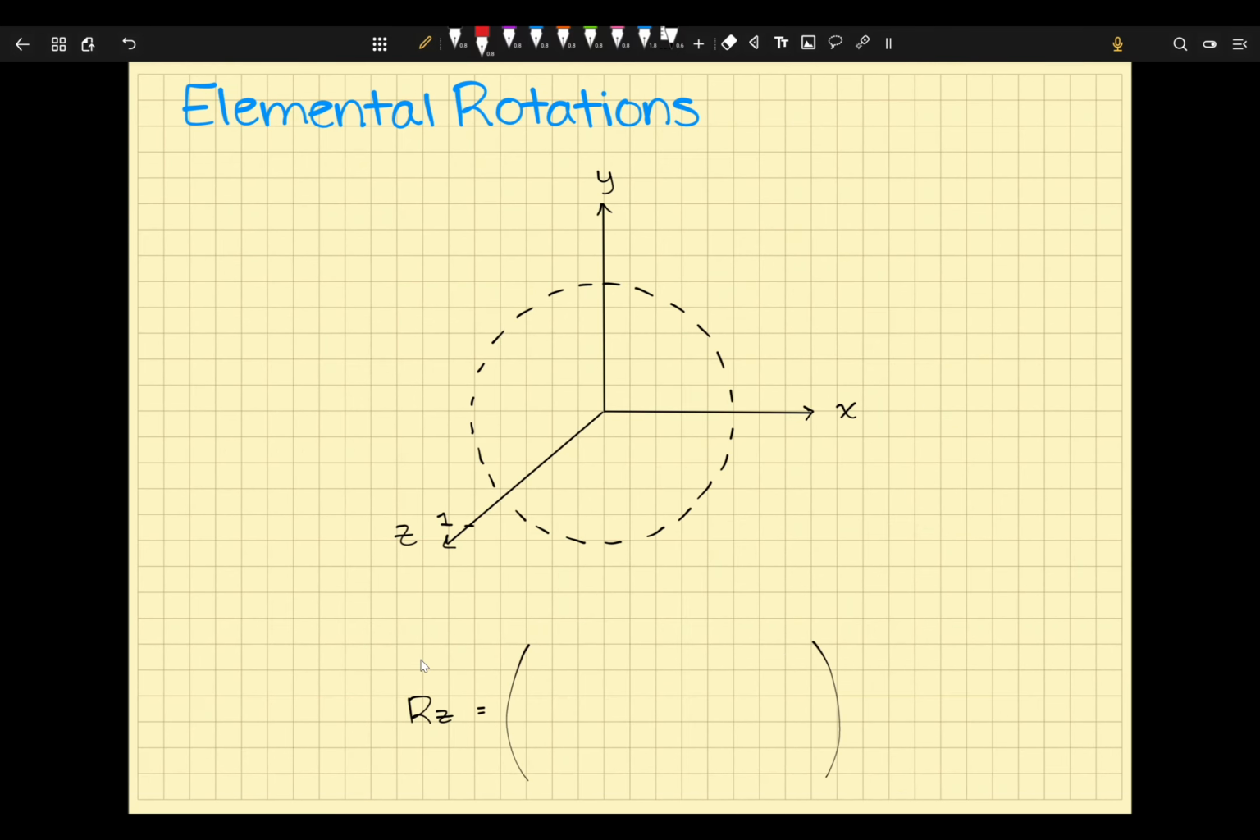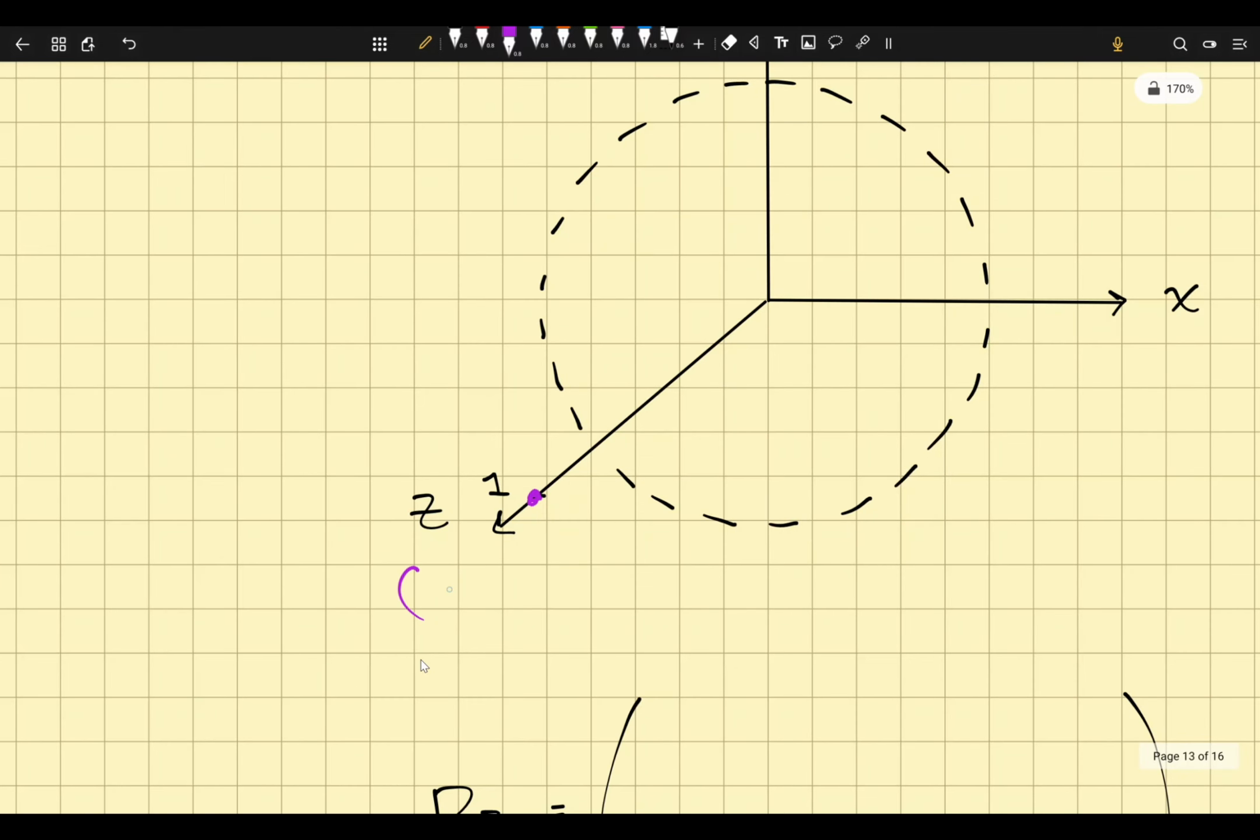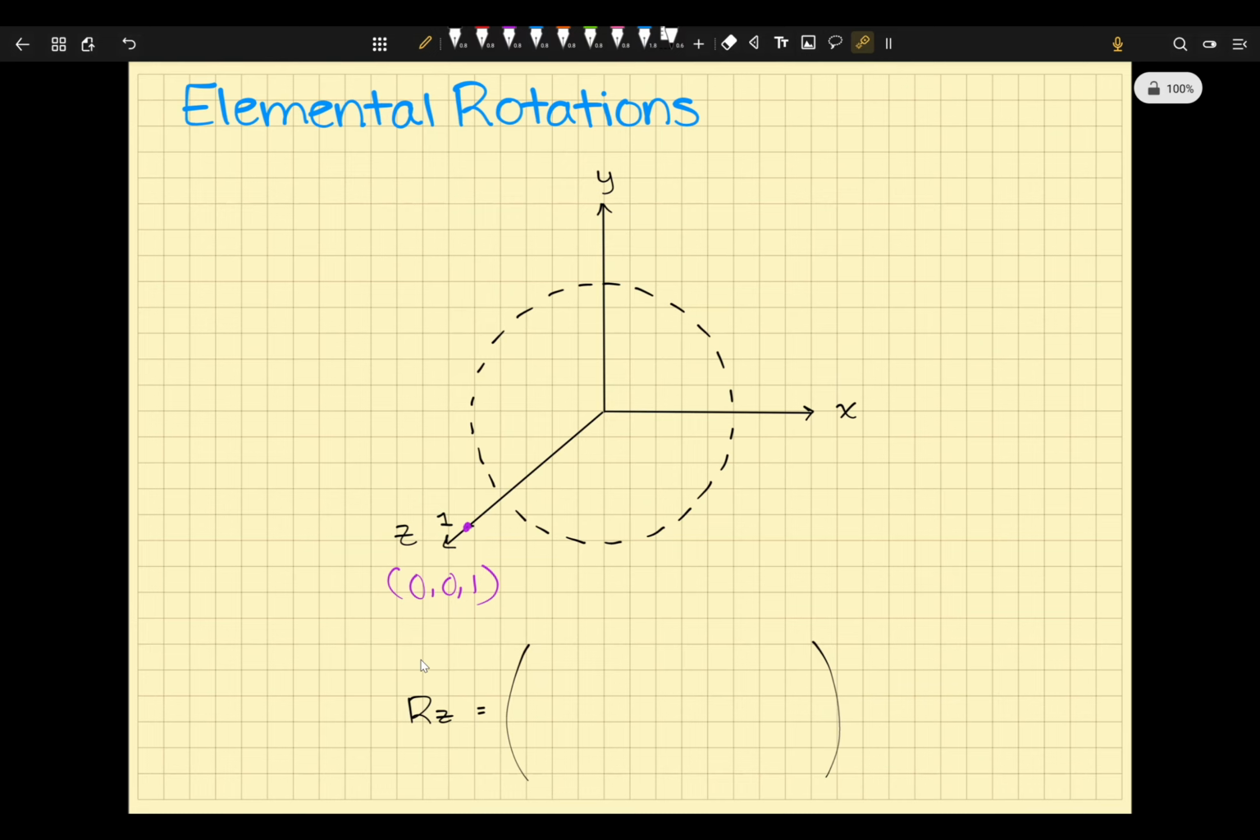So if you understand this, then you totally understand how 3D elemental rotations work. So let's do this again, but up one dimension. What we're going to do is we're going to fix z. So we'll keep z fixed right there. Z is always going to stay at 0, 0, 1. And then we're going to rotate in the xy plane. And we're going to have a very similar picture. So we want to rotate theta radians in the xy plane.